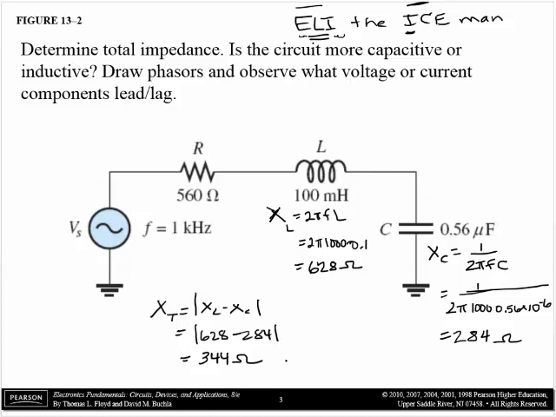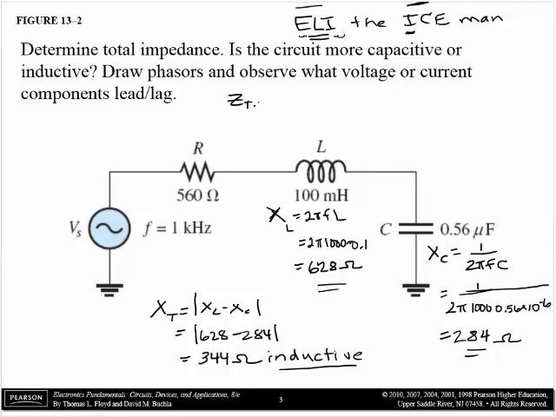Now, is it inductive or capacitive? The way you tell is the inductance is more than the capacitance. So inductance right here is more than the capacitance, so it is an inductive circuit at this frequency. Note that if I'm at a different frequency, the circuit may behave more capacitively, but at 1000 hertz it's behaving inductively. And continue, we have to find total impedance.